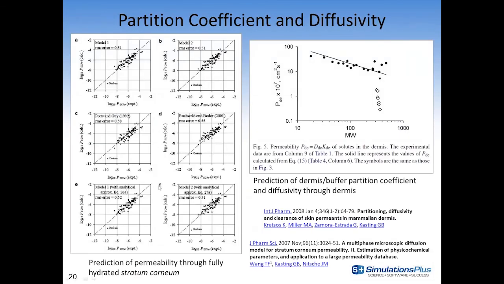This slide is just showing some of the predictions, comparing the predicted results with the actual experimental results for several of these different models. These 2 at the top are in stratum corneum, the Wayne-Casting-Niche model. This is the Potts-Guy model that we also include. And then this, I believe, is showing some of the results for the Kretzos model.